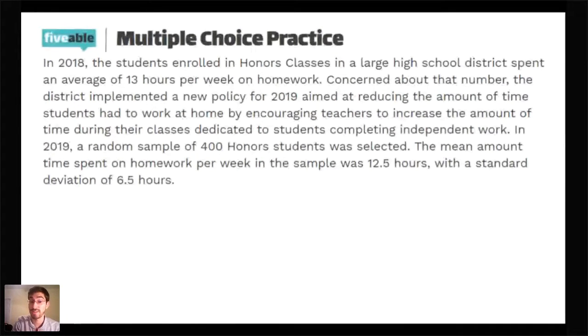There's actually only one sample here. There's not two samples. What I know is in 2018, the average was 13. So that's not from a sample. That's just like a fact from that year. So in that case, I would annotate next to that with a mu because that is the overall stuff for the population.